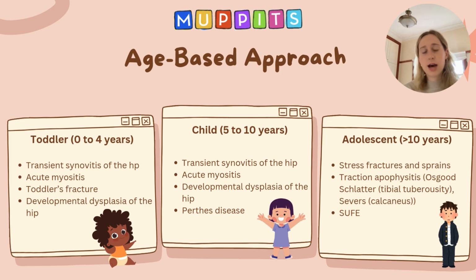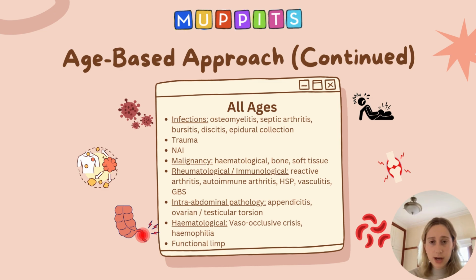In adolescents or children over 10 years of age, stress fractures and sprains are often most common. Then different types of traction apophysitis like Osgood-Schlatter, as we spoke about before, being the tibial tuberosity, and Sever's disease being the calcaneus. And then SUFI is also common in this age group. Then if we think about the conditions that occur in all age groups, we can think of infections like osteomyelitis, septic arthritis, bursitis, discitis, or a collection in the epidural space. Trauma and non-accidental injury are also important.